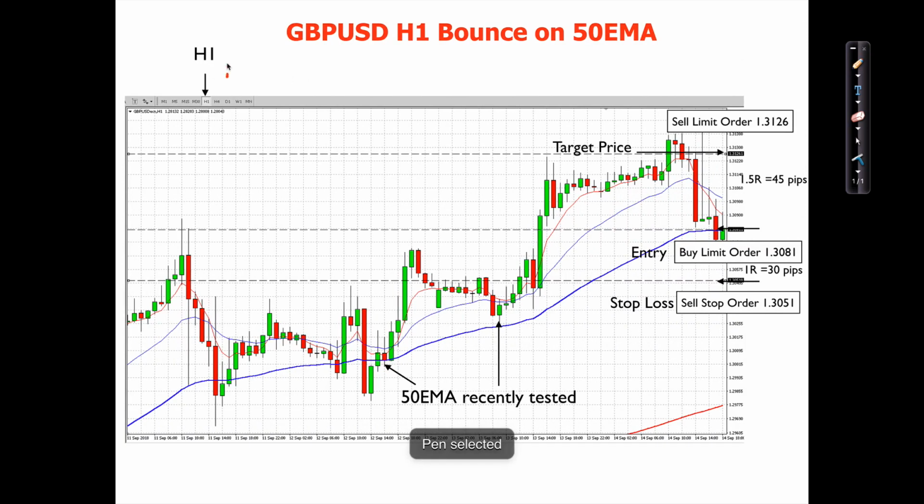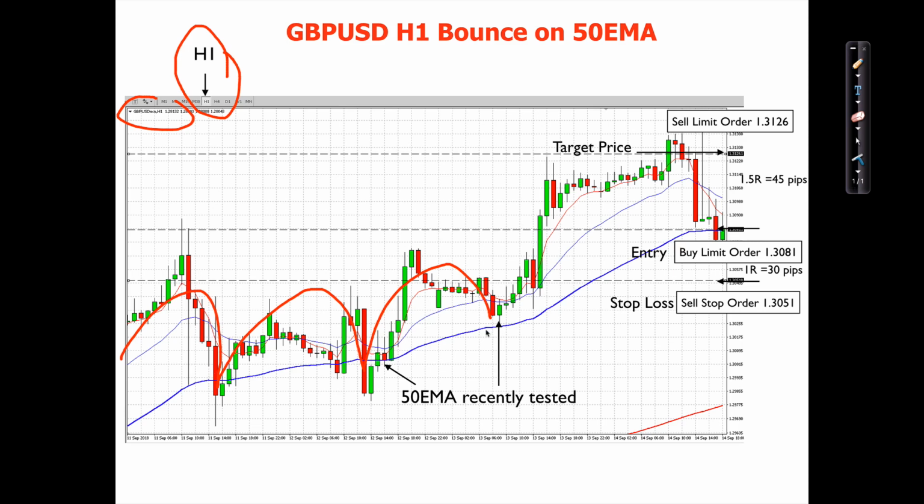Okay, so this is a H1 trade on pound dollar, and again you can see it's bouncing off the 50. Again, as long as it's tested once before I enter, that's fine. But you can see this tested once, twice, 3 times. So this shows it's a very strong 50 support. Right now it's coming down, and I want to enter right at the 50 moving average. I'm convinced it will bounce because it's been tested before over here.